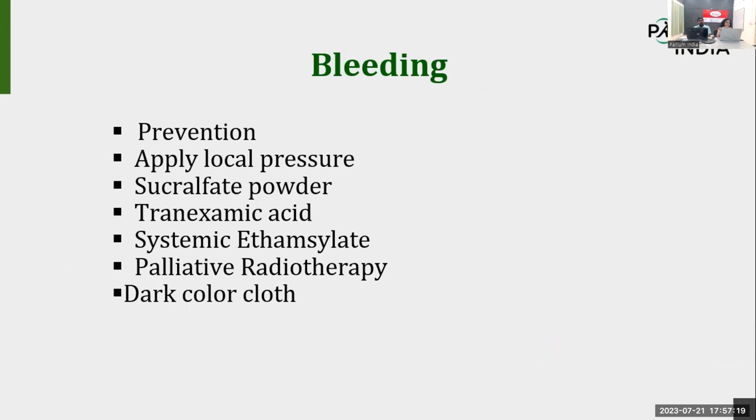If we need to control bleeding, first of all we need to prevent it. That is why, while removing the old dressing pad, we do thorough soakage with normal saline, and only then remove the old dressing. If spotted bleeding is happening, apply normal pressure on the wound area. Along with that, sucralfate powder can also be used for controlling the bleeding. If the bleeding is increasing, systemic tranexamic acid can be used, and it can also be applied locally. Systemic ethamsylate can also be used for controlling the bleeding.